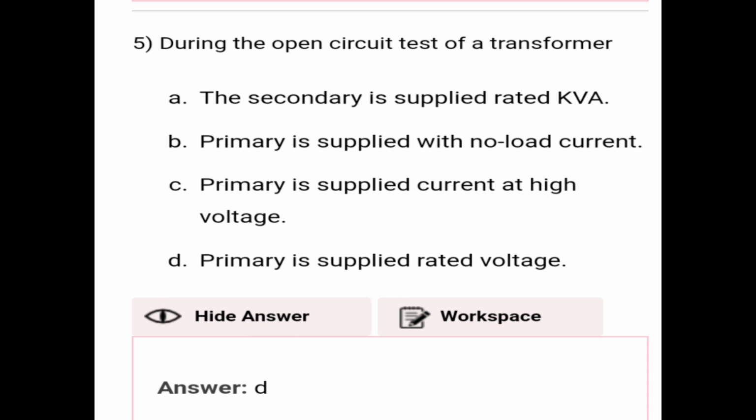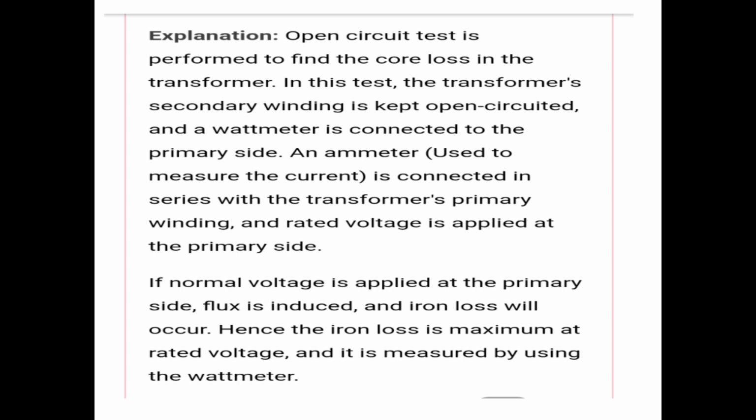Next: during the open circuit test of a transformer, the secondary is supplied rated kVA, primary is supplied no load current, primary is supplied current at high voltage, or primary is supplied rated voltage. The correct answer is option D, primary is supplied rated voltage. It means during the open circuit test of a transformer, the primary is supplied rated voltage. The explanation is that the open circuit test is performed to find the core loss in the transformer. It is very important.